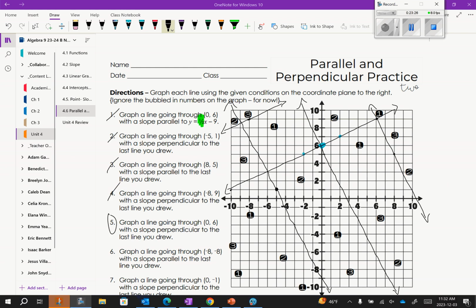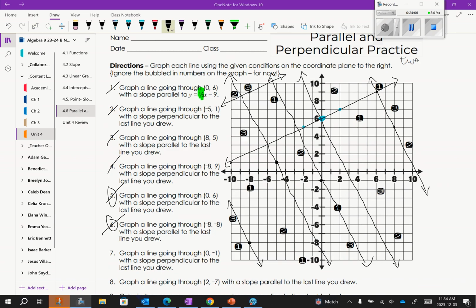Okay, try number 5. We'll start marking these off so I don't get lost. Graph a line going through 0, 6. Again, that's where we started with the very first one. Perpendicular to the last line, so I'm back to a slope of -2/1. Now do number 6. Number 6 says going through the point -8, -8, so that's down here in the bottom left corner. Parallel to the last line. My last line had a slope of -2, so that has a slope of -2. It's barely on there. I'm going to try number 7.